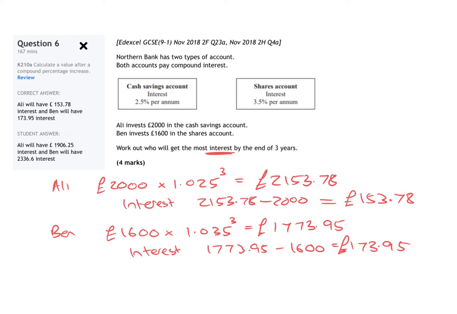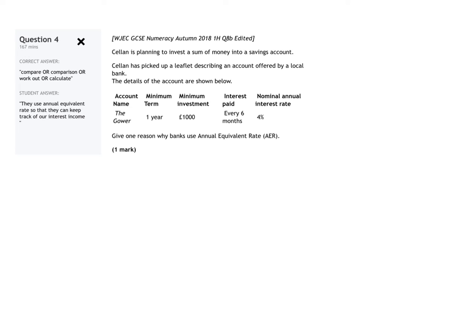It does say work out who gets the most. So you would need to also put in the statement to say that Ben gets most interest. That statement could be important for the final mark. This sort of question looks far, far worse than it is. I just want to draw your attention to the number of marks. It's 1 mark. So although there's lots of writing here, it's actually a very quick question to answer.